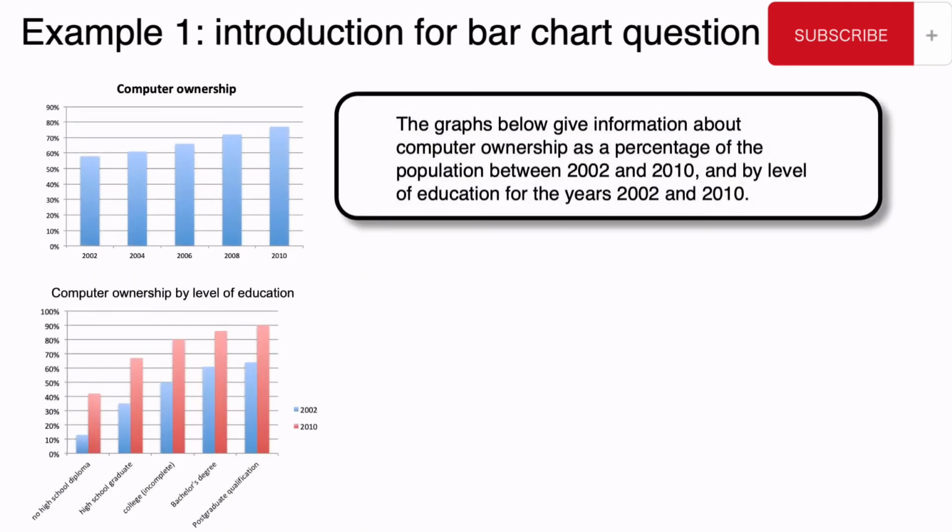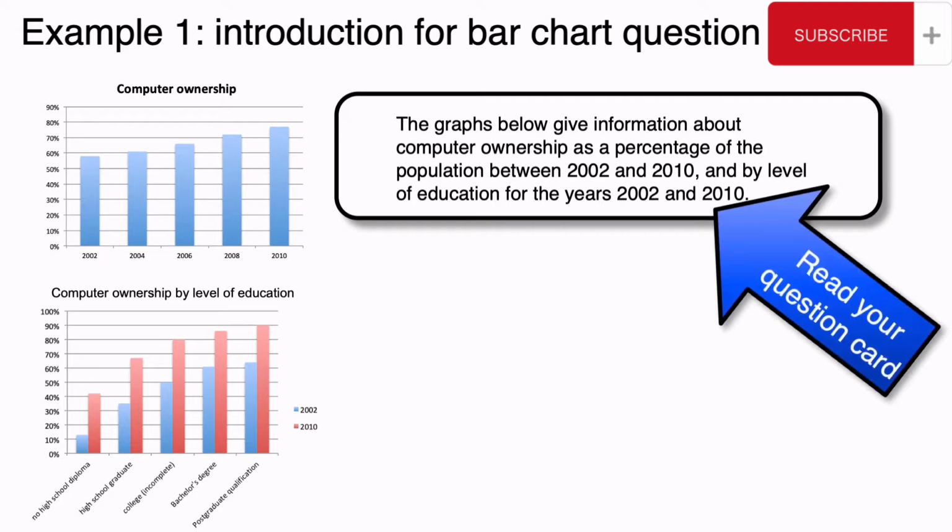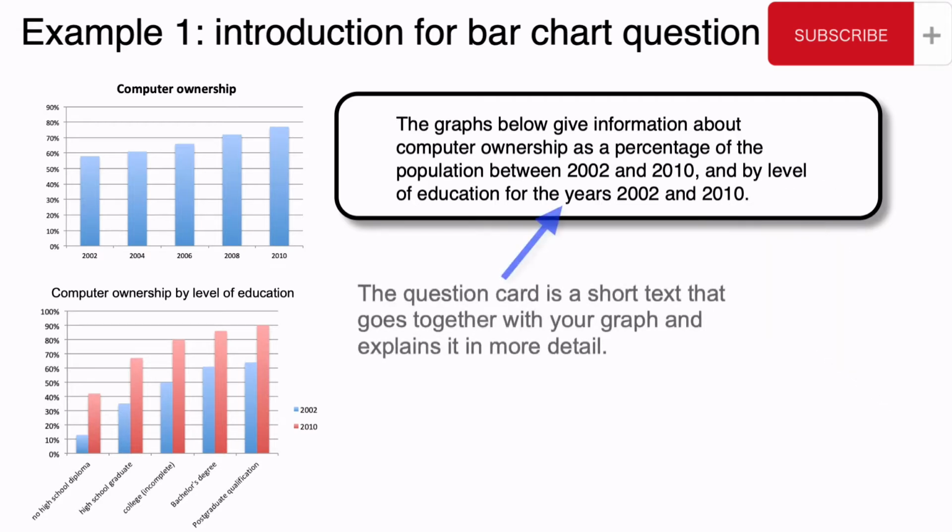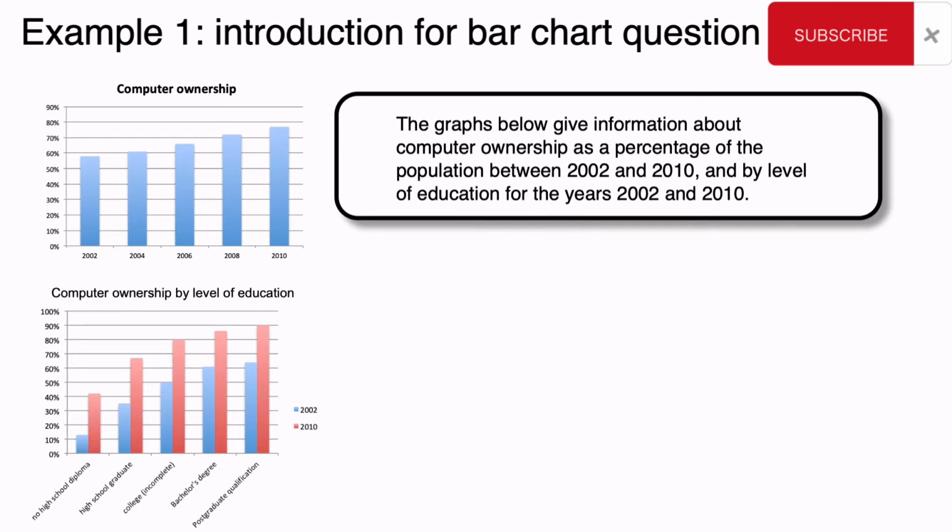Let's look at our first example. We can see that the type of this question is describing bar charts. And the very first thing you need to do when writing an introduction is to read your question card. The question card is a short text that goes together with your graph and explains it in more detail. You will always get a question card for any IELTS writing task. So let's read our question card.